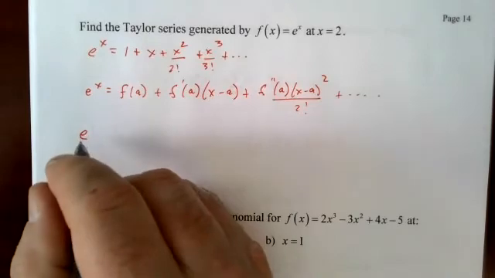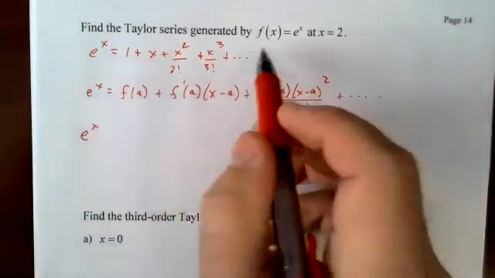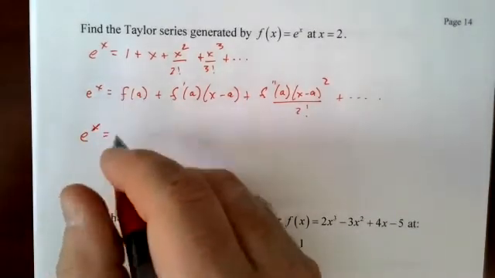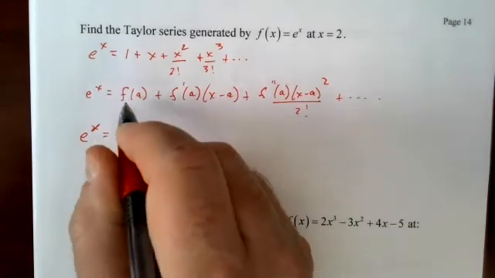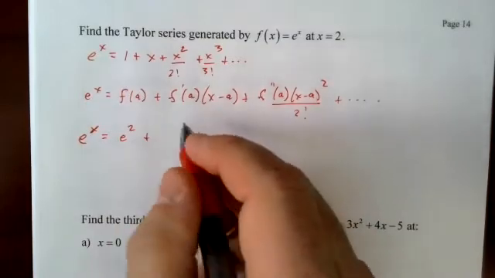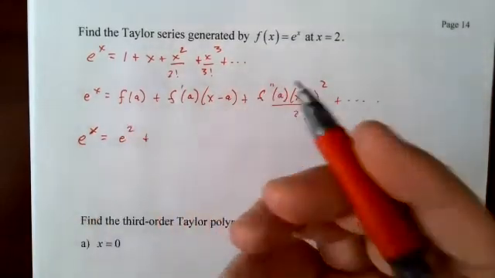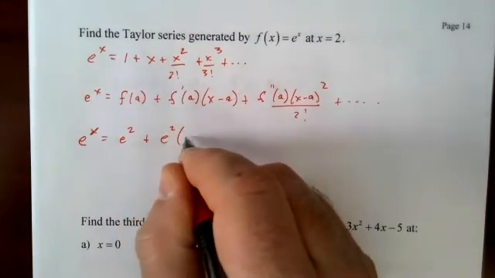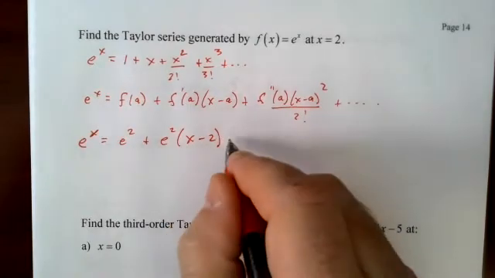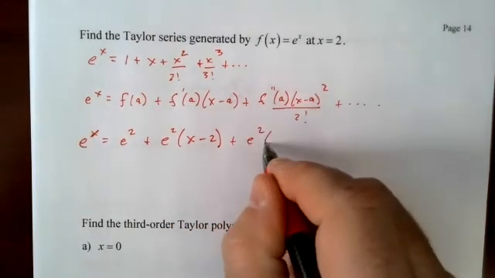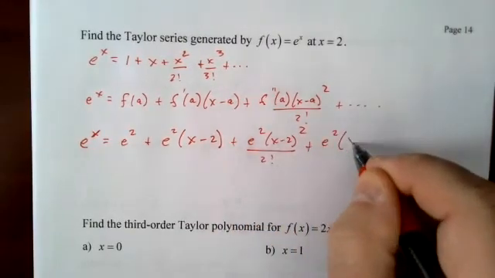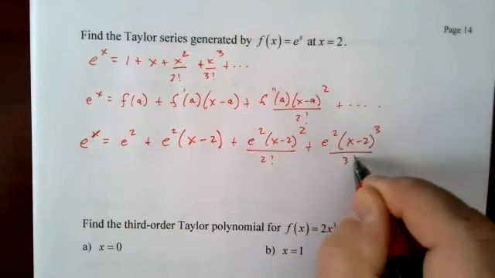So e to the x at x equals 2 can be approximated by, all right, e squared. That's the function at 2. Derivative at x equals 2? Well, the derivative of e to the x is just e to the x, so e squared, times (x minus 2). There it is. Everybody gets a little cocky and forgets. Plus e squared (x minus 2) squared over 2 factorial, plus e squared (x minus 2) to the third over 3 factorial.